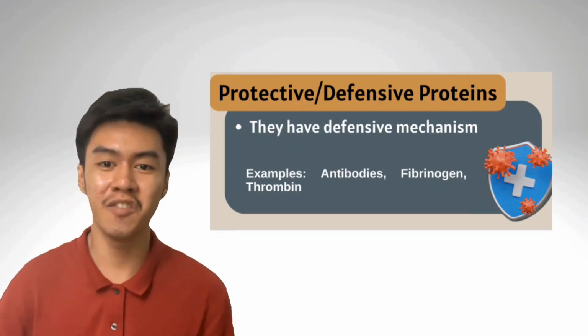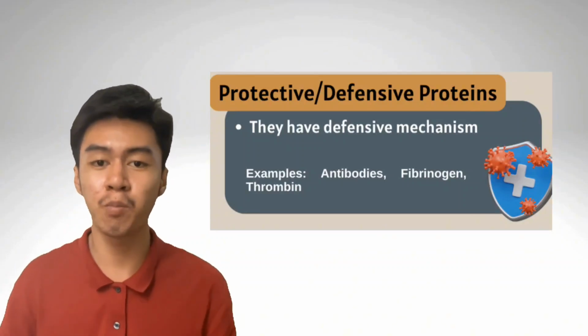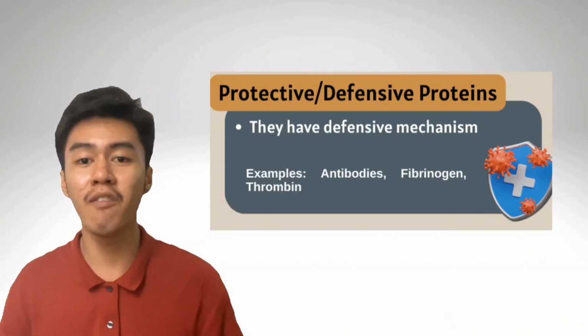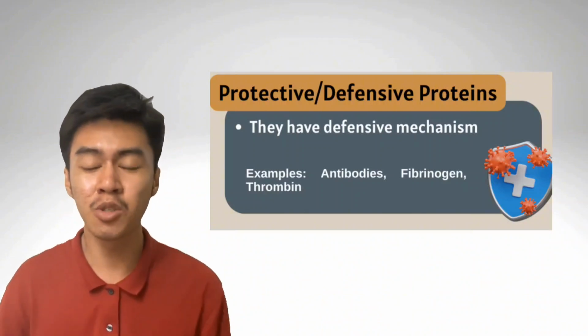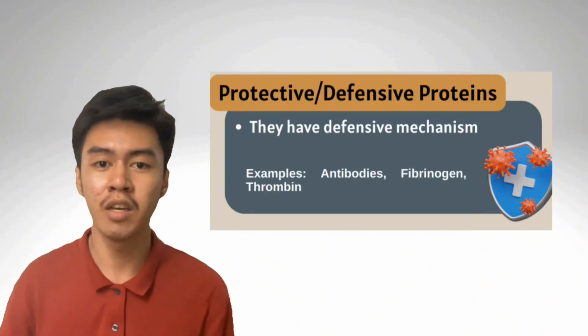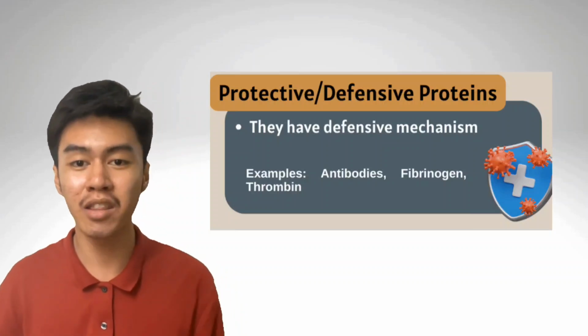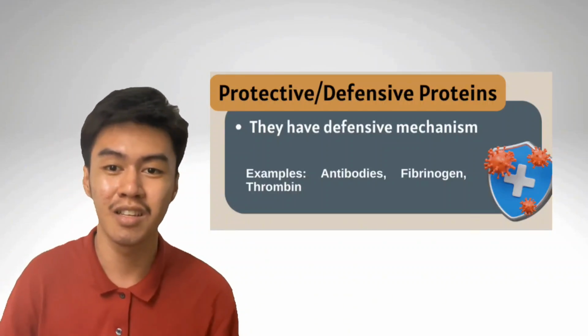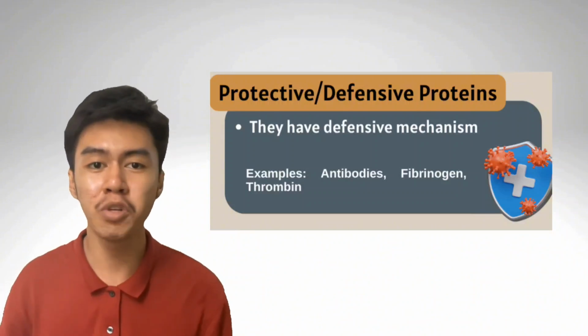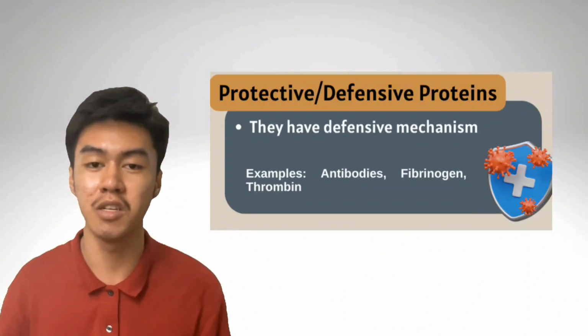So next up, we have here protective or defensive proteins. From the word itself, protective or defensive, they have a defense mechanism. For example, antibodies, they prevent invading viruses and bacteria. Aside from that, fibrinogen is also a precursor of fibrin in blood clotting. We also have thrombin, which is a component of clotting mechanism.